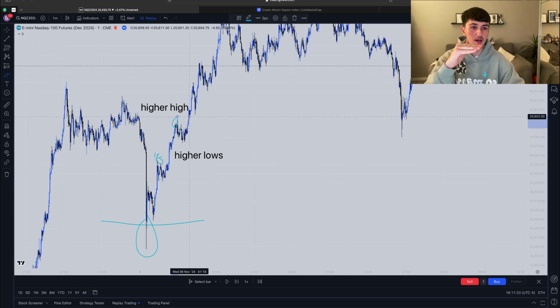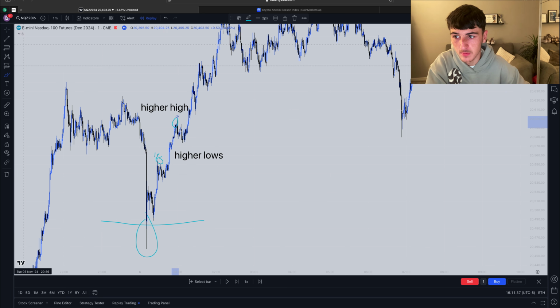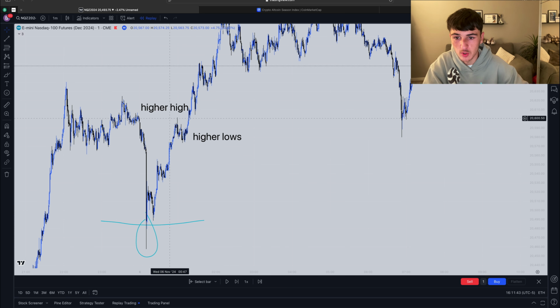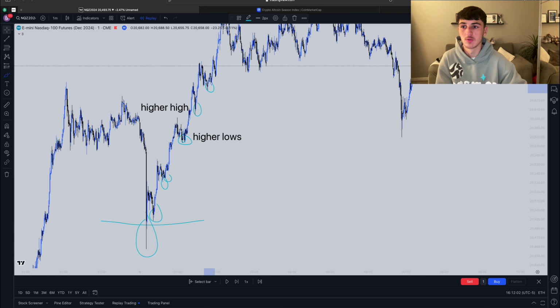If you think you've got a high here, then if the next one goes there, then it's higher than this one. It's a higher high. Pretty simple. Now, the same scenario for the higher lows. So the reason we know we're in an uptrend is because we're creating higher highs and higher lows. This low is higher than this low. There's a low, there's a low, there's a low. You get the point. And all of these are higher than the previous low, which means we're in an uptrend.